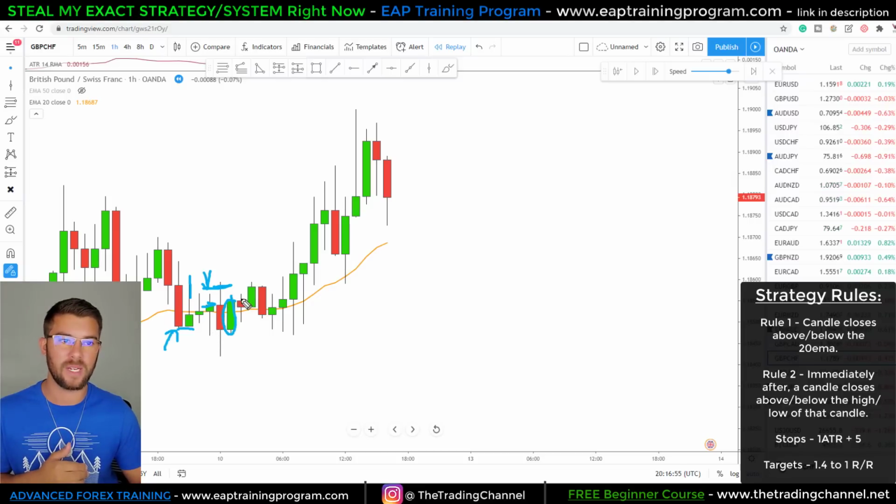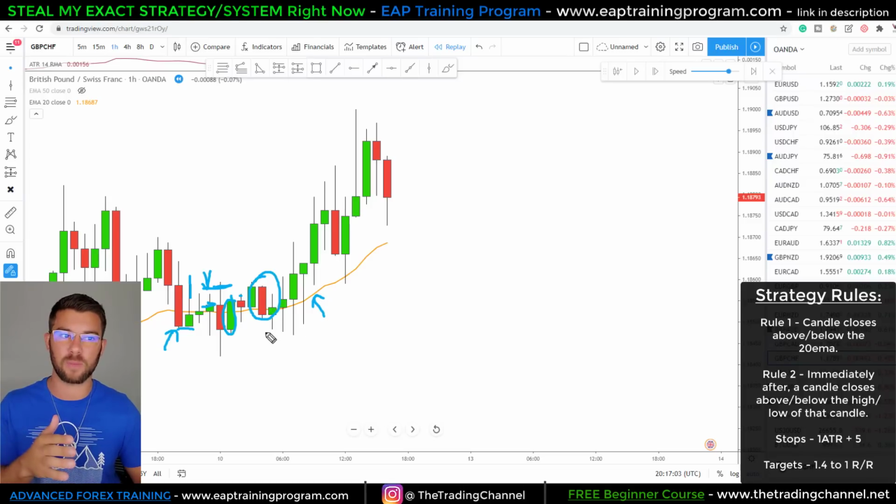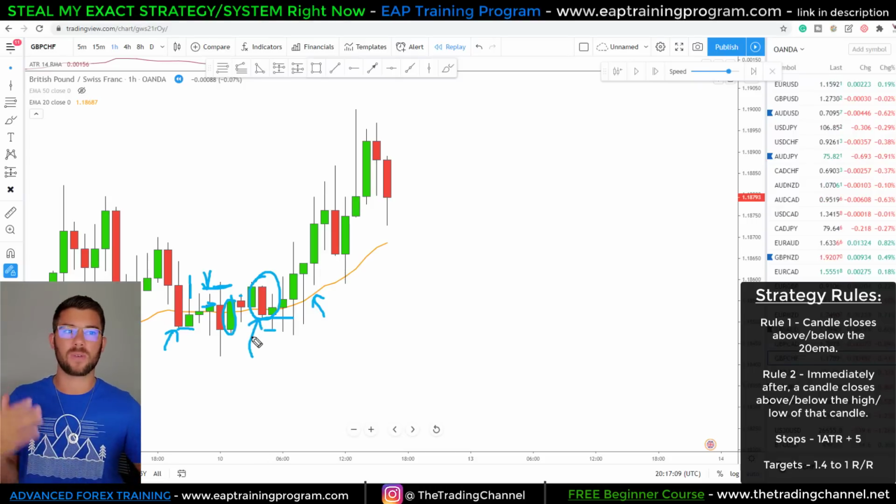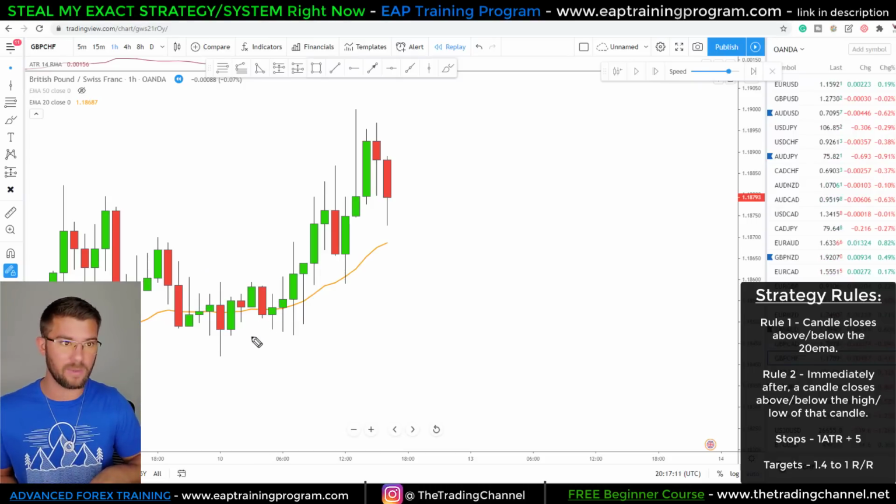We have a close above candle here. No close above immediately afterwards. We have a close below candle. Whenever I say that, I mean closing below and above the 20 EMA. And whenever I say no close below candle, I mean we don't have a candle that closes below the low of the candle that closed below the 20 EMA. So in that case, we have no trades up to this point.